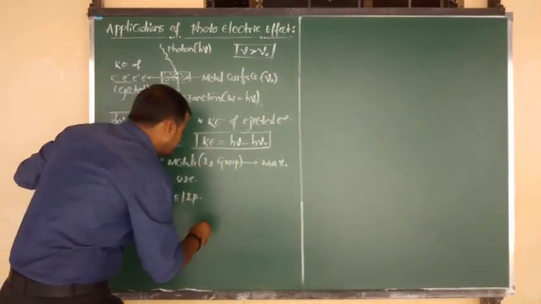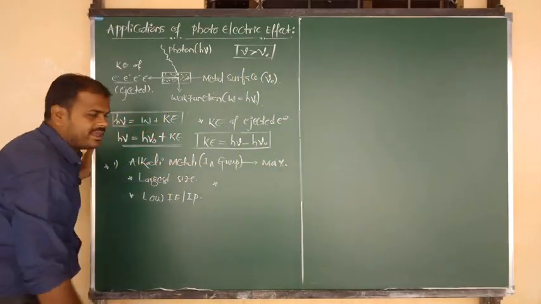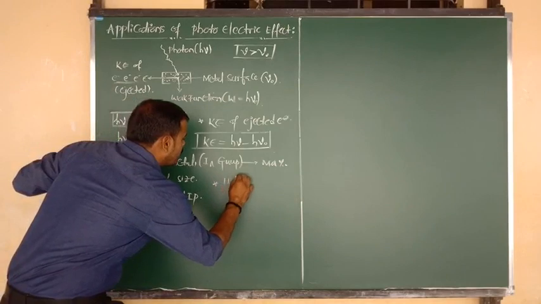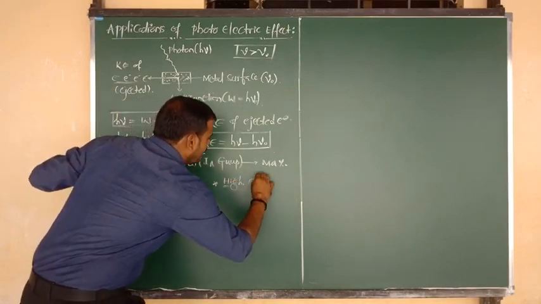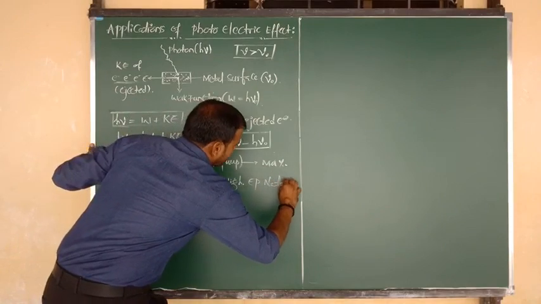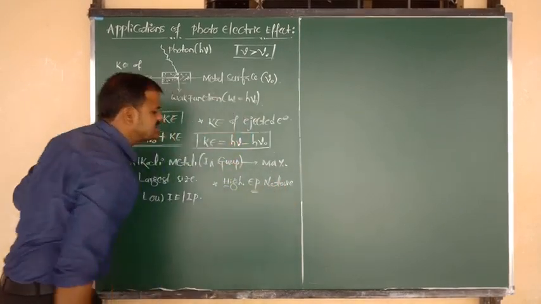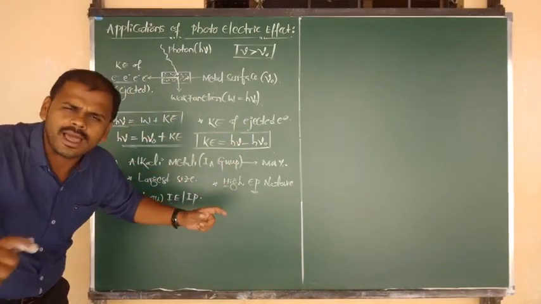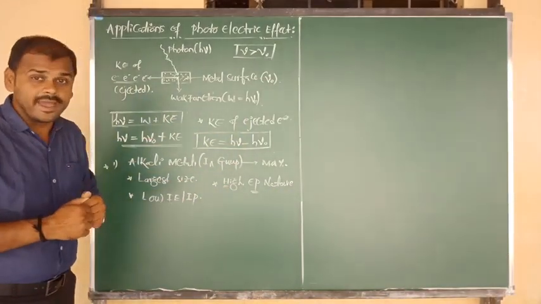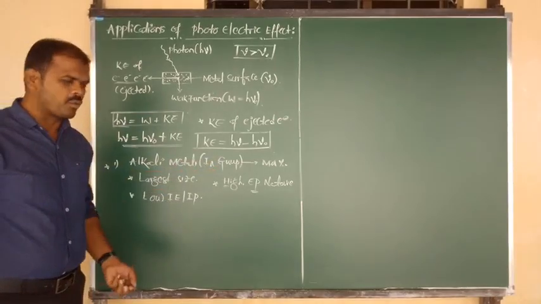Another reason, as I have already told you, is that they show a very high electropositive nature. They have maximum electropositive nature. So due to these three very special characteristics, alkali metals, the 1A group elements, show the maximum photoelectric effect.